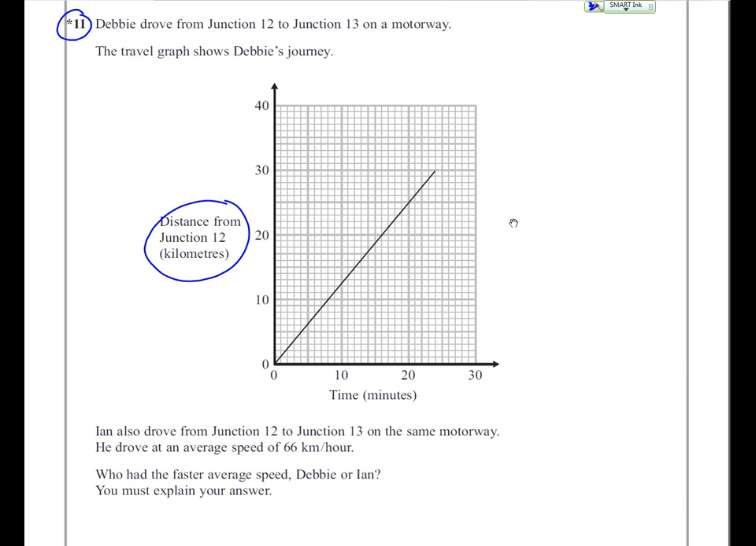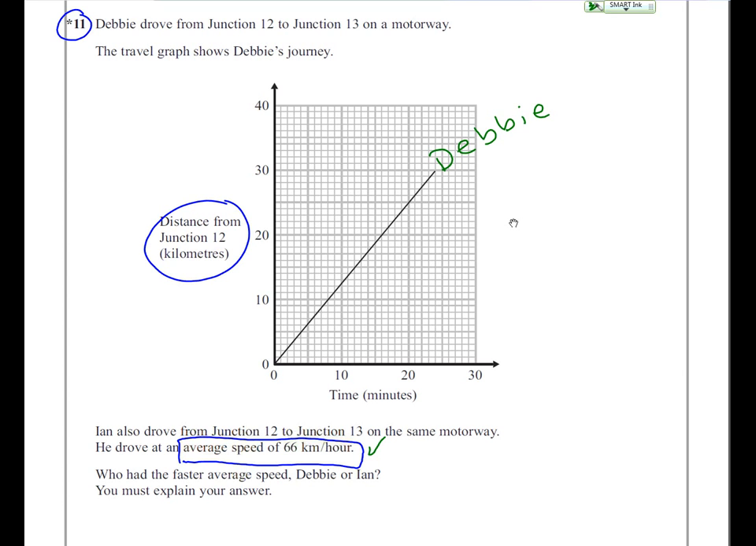Ian also drove from junction 12 to junction 13 on the same motorway. He drove an average speed of 66 kilometers per hour. Who had the fastest average speed? So what we need to do is think, well, we already know Ian's average speed. We need to know Debbie's average speed so we can compare.